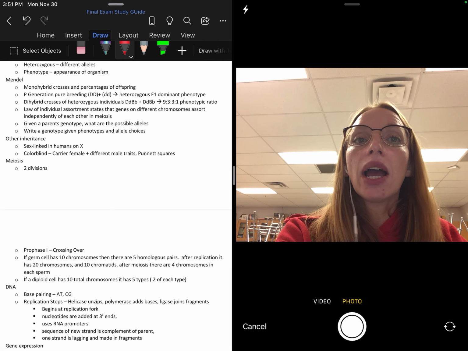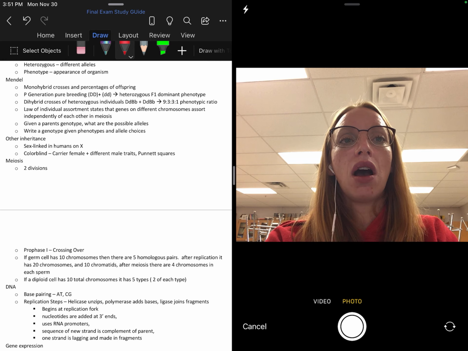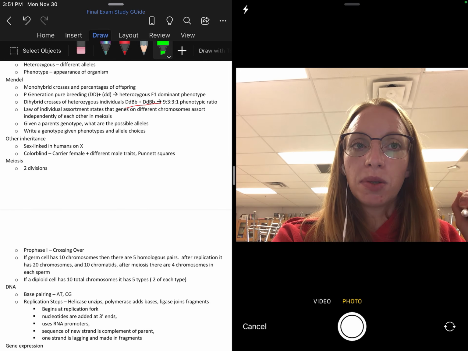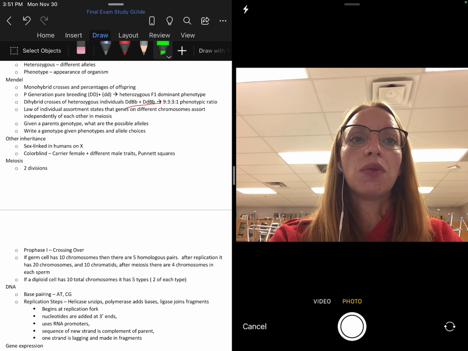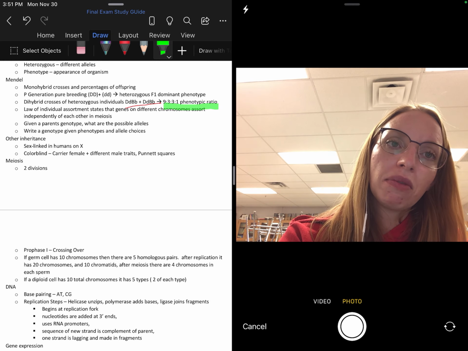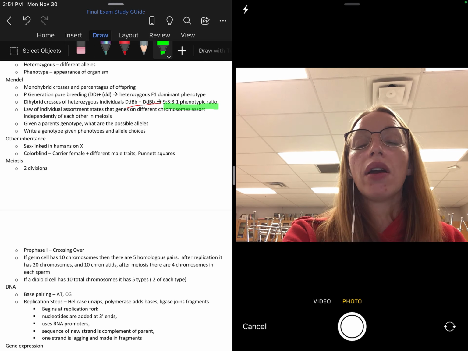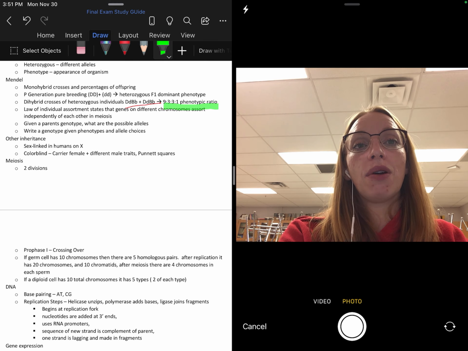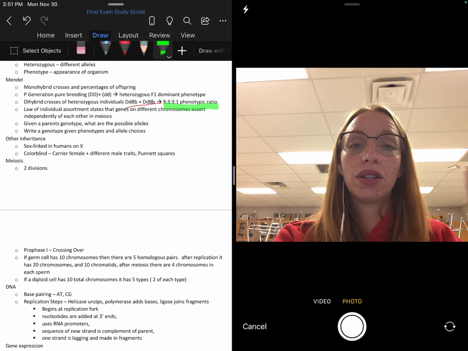You need to know dihybrid crosses of heterozygous individuals, and I've got examples here of what those heterozygous individuals' genotypes would be. Anytime you have heterozygous plus heterozygous in a dihybrid cross, you will always end up with this 9:3:3:1 phenotypic ratio. And if you can remember that, you'll get that question right on the test without having to work out the full Punnett square. Otherwise, you're going to have to work out a 16-part Punnett square in your test, and that sucks. We don't have time for that because there's like 82 questions on this thing.